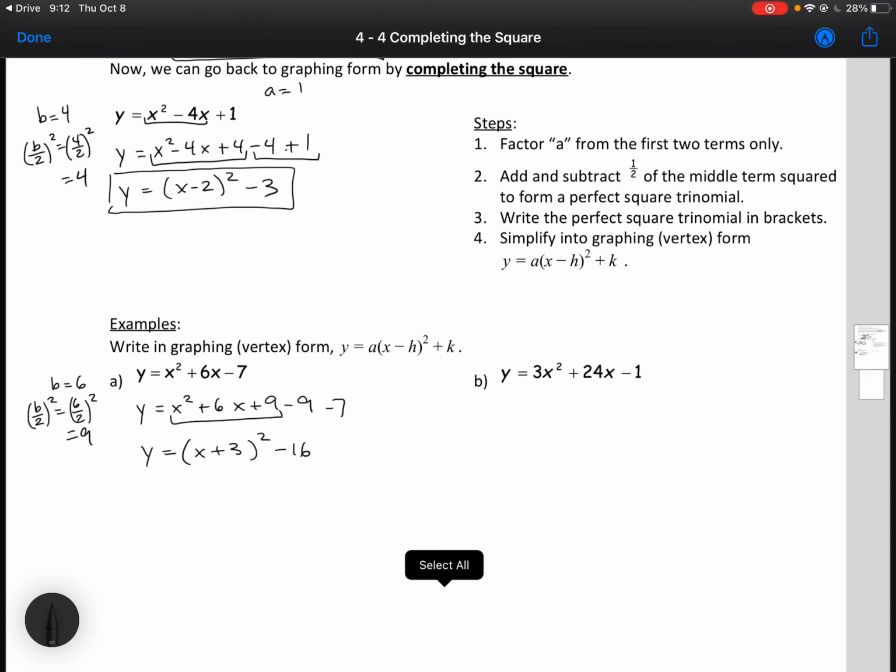Let's try another example. Here I have an a value that is not equal to 1. So my first step is going to be to factor out that value out of the first two terms only.